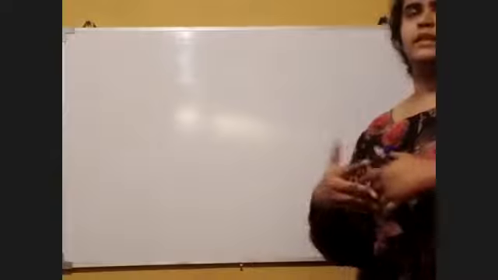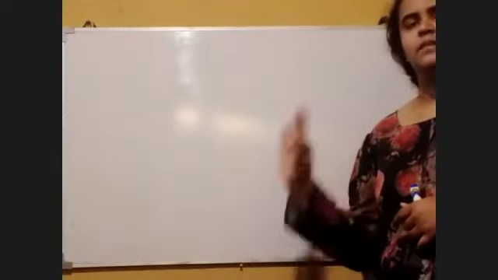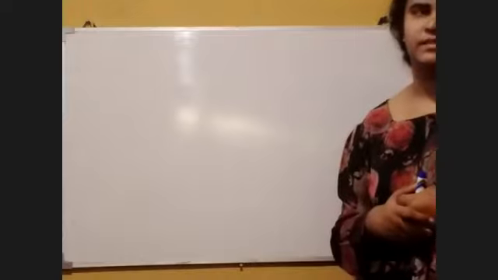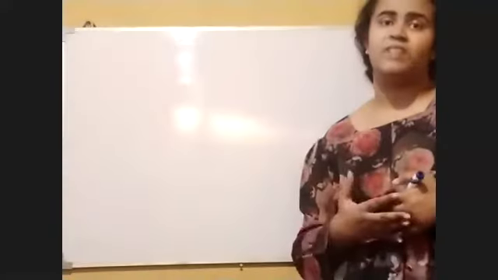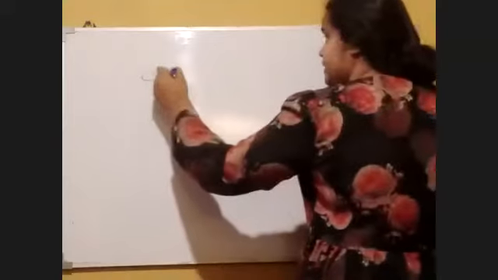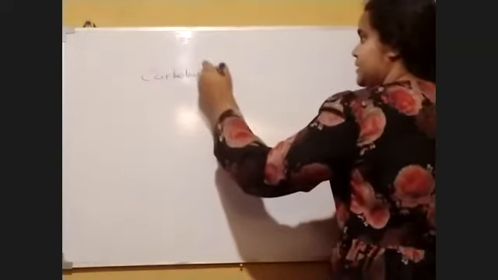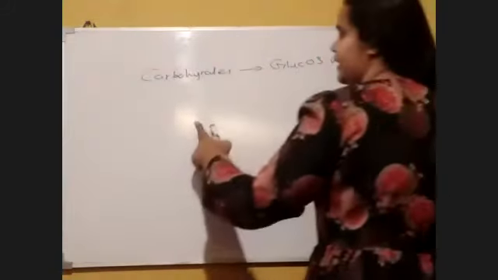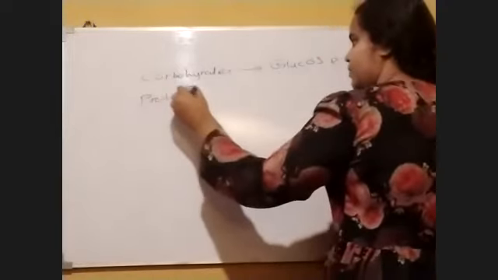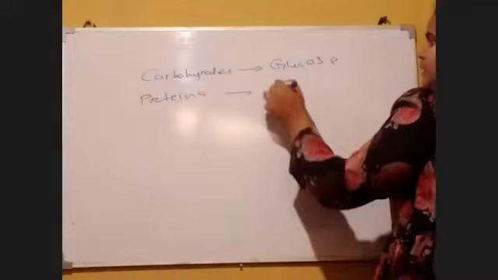Now we are moving to the other part, that means what happens to the food that is digested. We have finished digesting lipids, proteins and carbohydrates. So what is going to happen now? The carbohydrates have now been converted into glucose, and the proteins have now been converted into amino acids.